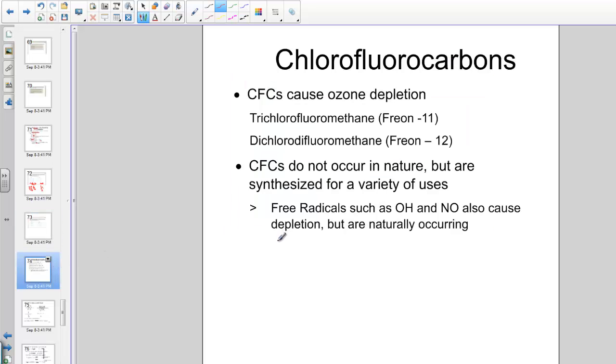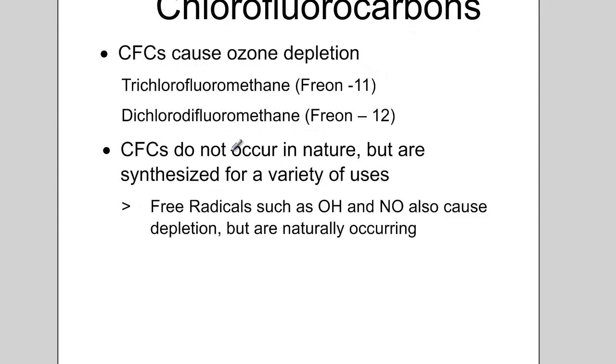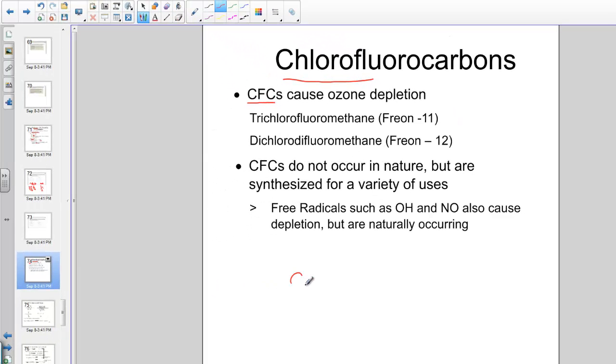So these radicals go to work destroying the ozone. Another culprit of destroying the ozone are chlorofluorocarbons, commonly called CFCs. You'll hear them called trichlorofluoromethane. So I'll just try that. Trichloro means there's 3 chlorines. Trichloro, fluoro, that's the element fluorine, methane, that's freon.